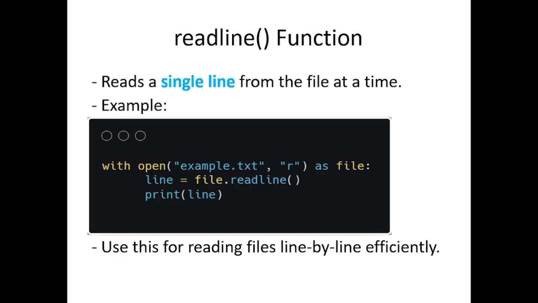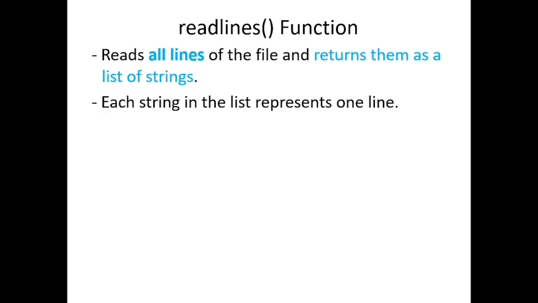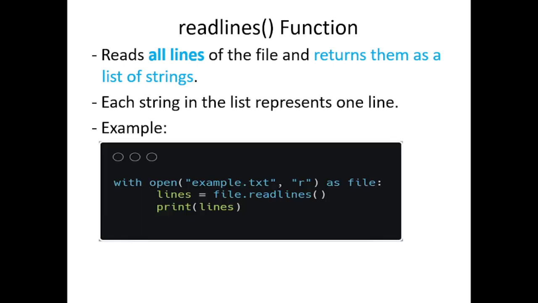Then comes the readlines function. The difference here is readline, it is readlines. So what it does, it reads all the lines of the file and returns them as a list of strings. So let's see the code example. Here the file is the same example.txt, but we have used the function readlines. So it will read all the lines and will store them in lines, and then we print it. So basically it returns all the lines in the form of a list. So it is ideal for processing all lines. If you have to process all the lines at once, then use this readlines.